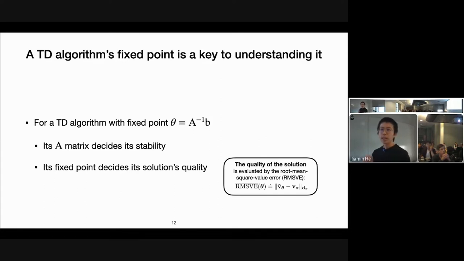And secondly, if the algorithm converges, we may wonder, what solution can it converge to? And this quality is evaluated by the fixed point. Specifically, we use the root mean square value error, which is the distance between the value function given by this theta and the true value function, v pi.